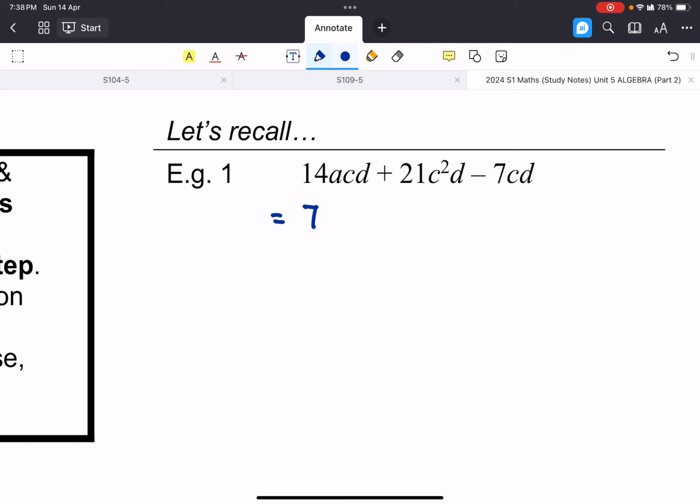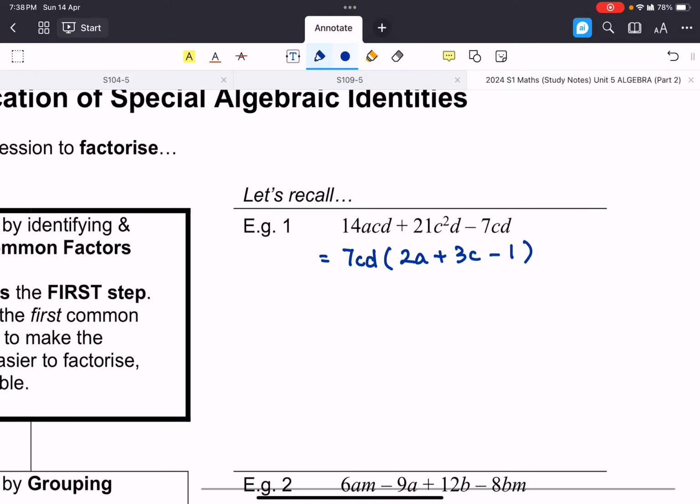And is there a letter that's common to all? Yes. C and D is common. So I can take C and D out. So I'm left with 2a plus 3c minus, well, 7cd, take out 7cd, I will have 1 over here, right? So there we go. So that's the first example. Sure.